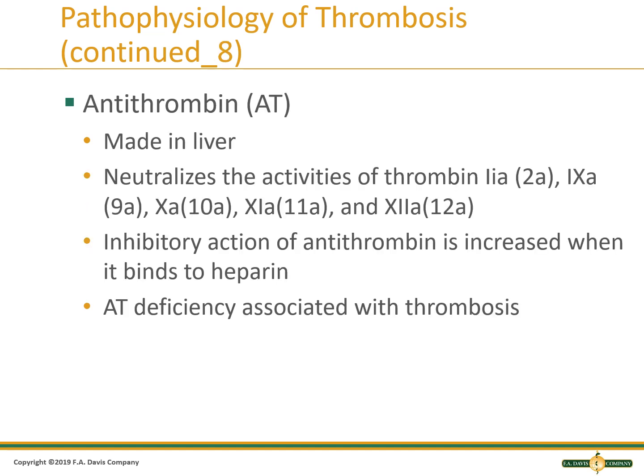So antithrombin, one of the naturally occurring inhibitors, is made in the liver. It neutralizes the activities of the thrombin 2A, as well as 9A, 10A, 11A, and 12A. The inhibitory action of the antithrombin is increased when it binds to heparin, and an antithrombin deficiency is associated with thrombosis, meaning if you're deficient in this inhibitor, it's directly correlating with having clotting issues.